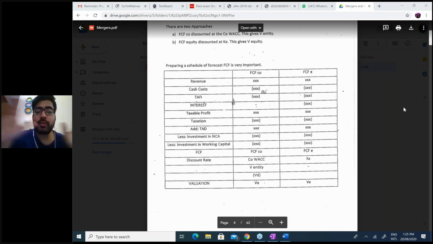But in FCF to equity, you are not using WACC. You are only using KE. Interest is not included in that. So you need to deduct interest.